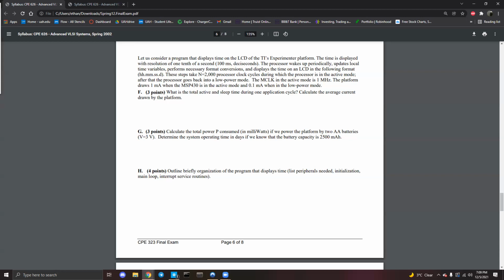So what does that mean for us? Well, we have two pieces of information. This chip is only active for 2 milliseconds out of its application cycle of 100 milliseconds. So therefore the time in high power is 2 milliseconds and the time in low power is 98 milliseconds.